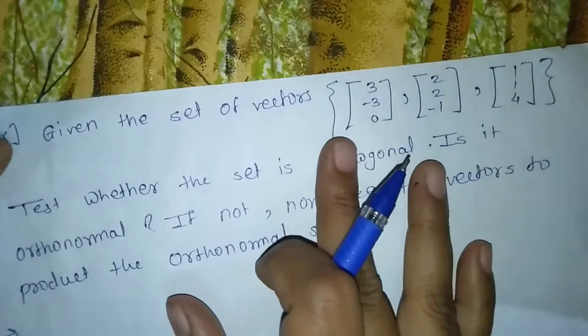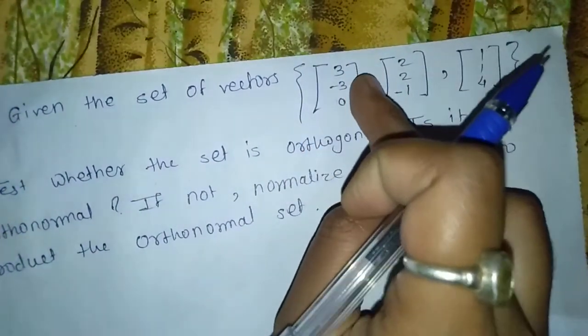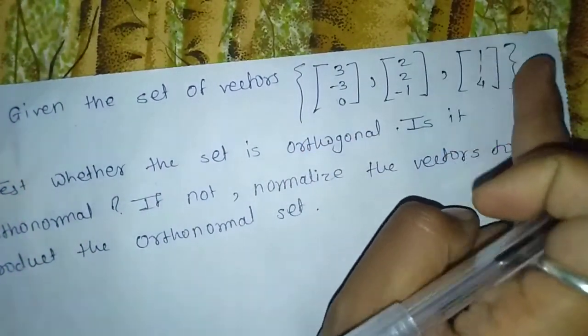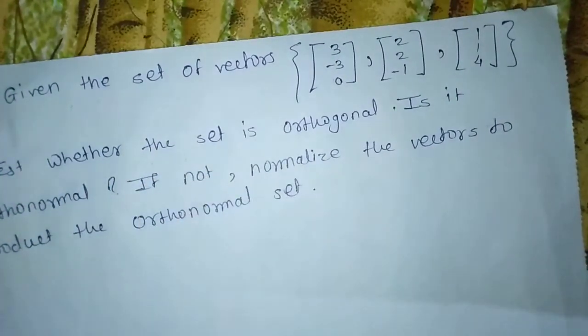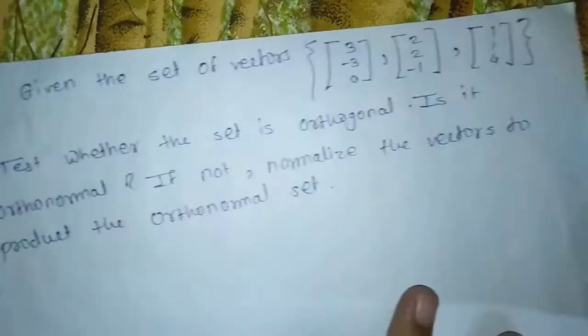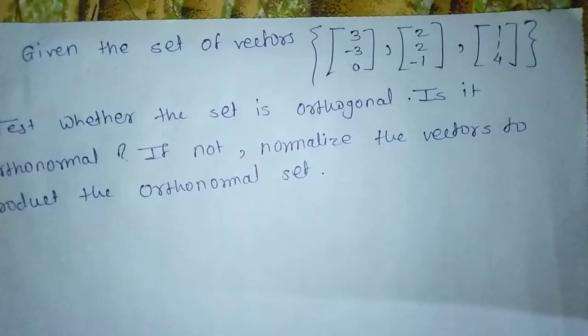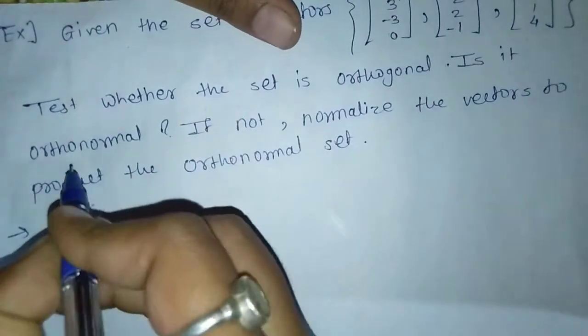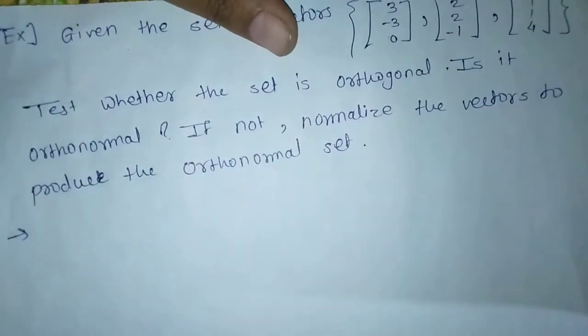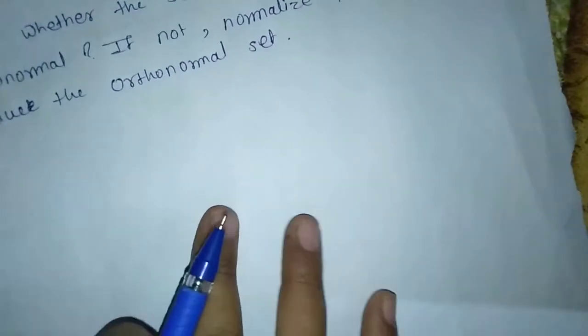Given the set of vectors, these three vectors (3, -3, 0), (2, 2, -1), (1, 1, 4), test whether the set is orthogonal. Is it orthonormal? If not, normalize the vectors to produce the orthonormal set.